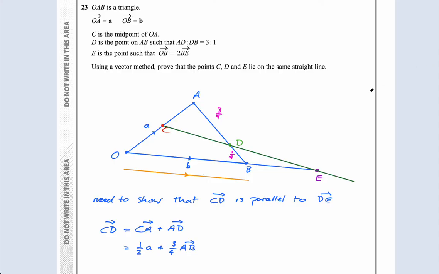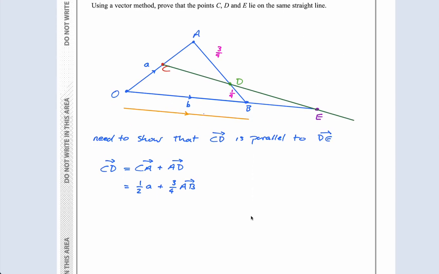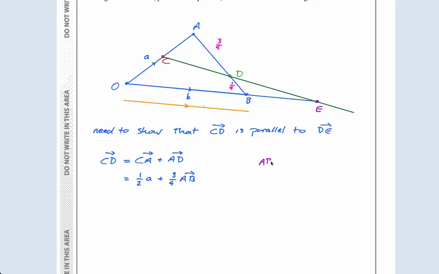Now at the side, guys, I'm going to write this over here actually, AB is equal to minus A plus B, or B minus A. How did I do that? Well, I'm going to go minus A that way, plus B that way. So AB is B minus A. So now I can sub: this is a half A, and instead of AB, I'm going to do 3/4 of B minus A.